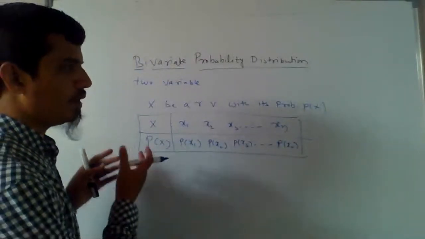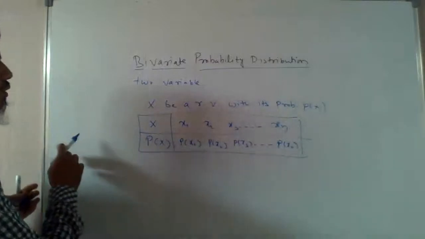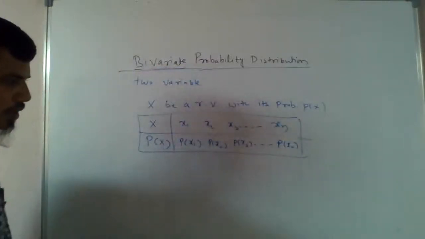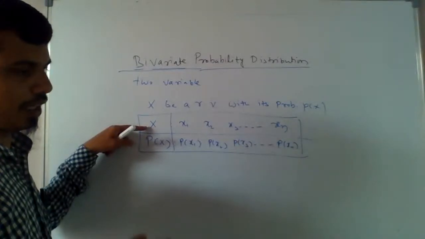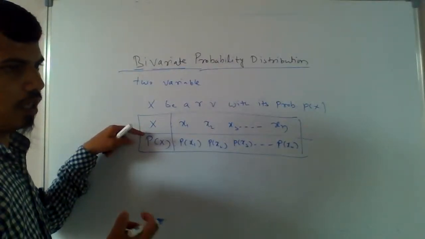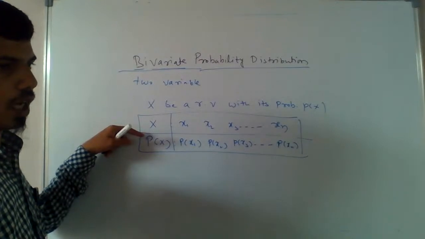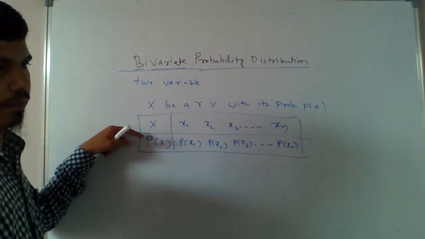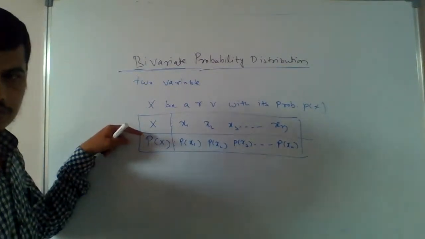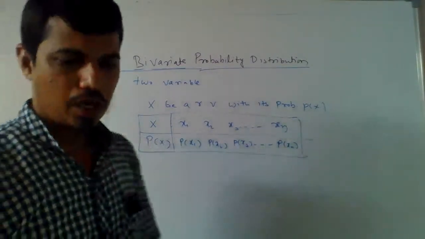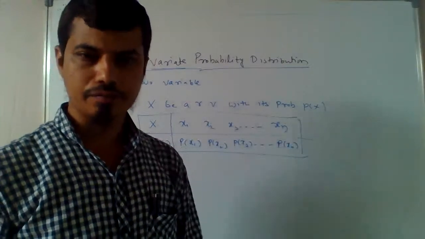So with the help of this knowledge, we are going to turn to the bivariate probability distribution. Here we are using X as only one single random variable, which represents the outcome of a random experiment. So we are representing the outcome of a random experiment.